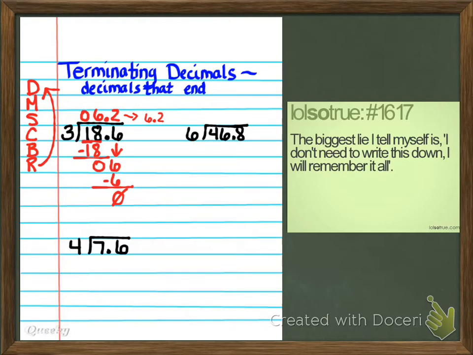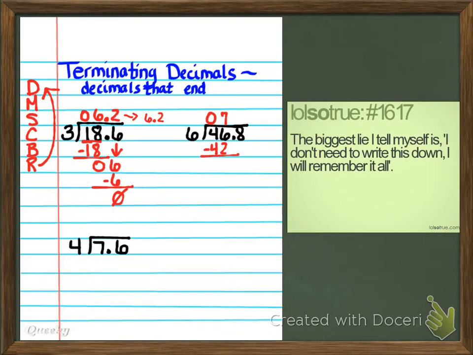All right, so checking our first problem, 46 and 8 tenths. So I'm going to start by asking myself, how many times does 6 go into 4? That's 0 times. So remember, I'm just putting that there as a placeholder. So now I'm going to ask myself, how many times does 6 go into 46? It goes into it 7 times. 7 times 6 is 42.